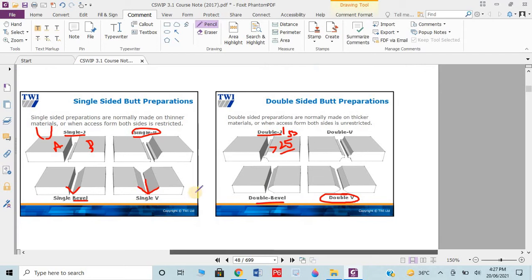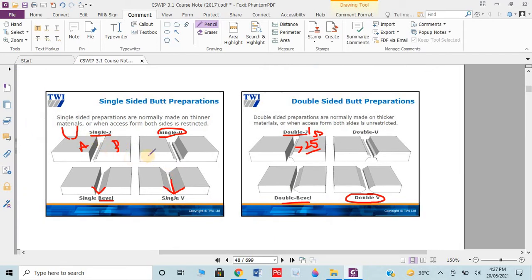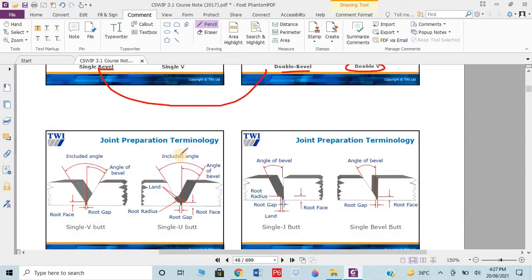We learn these terms: single J joint, single U joint at one end, single bevel joint, single V joint, then multiply it with 2: single J, double J both sides, single U, double U both sides, single bevel, double bevel, and single V, double V. I believe you got this idea.